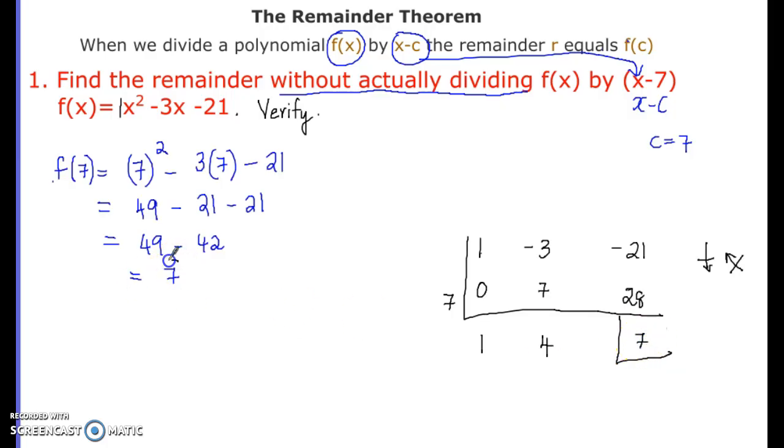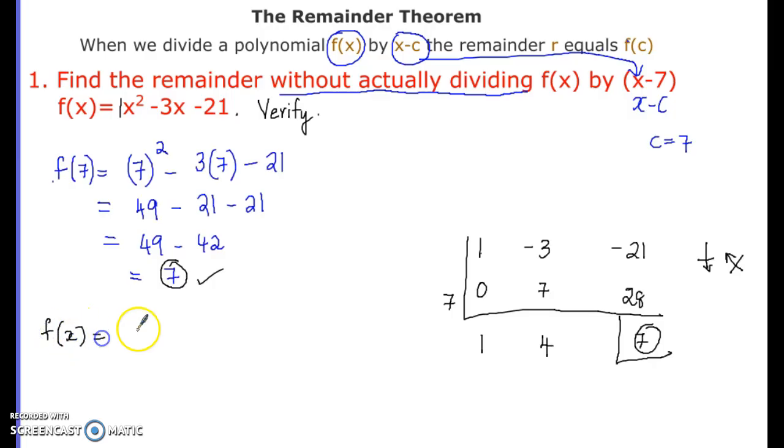So it matched up with the remainder over here. So see, I did not actually have to divide in order to get my remainder. So what it just means is, when I divide, I can get the remainder without dividing. That's what it means. So if you have f, let's do another problem.